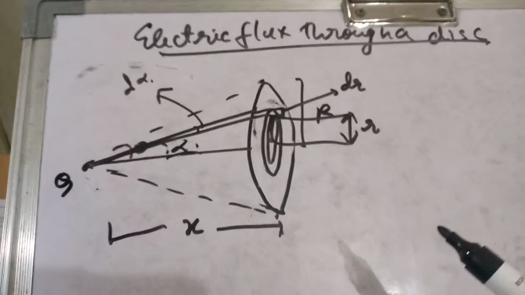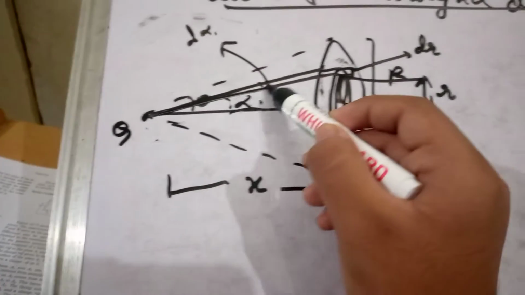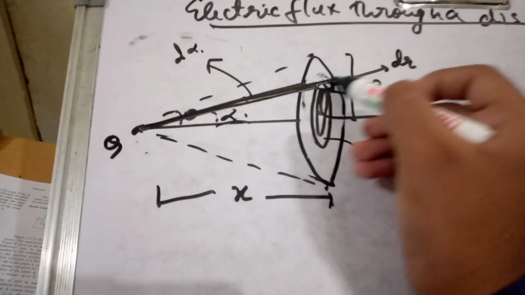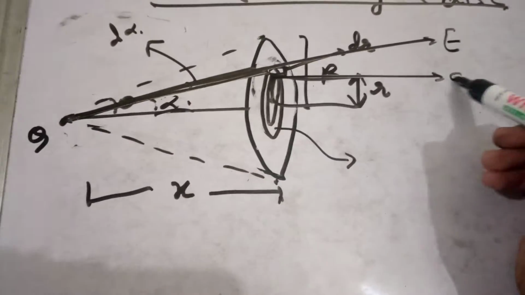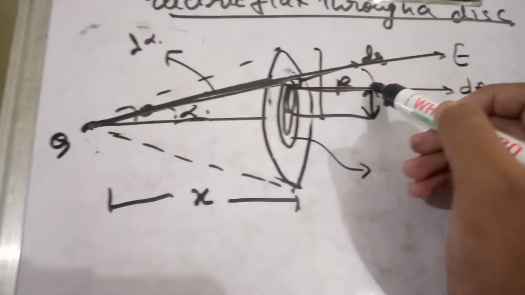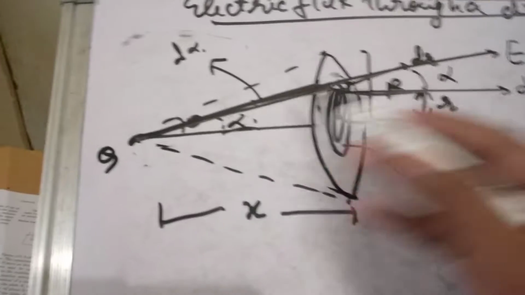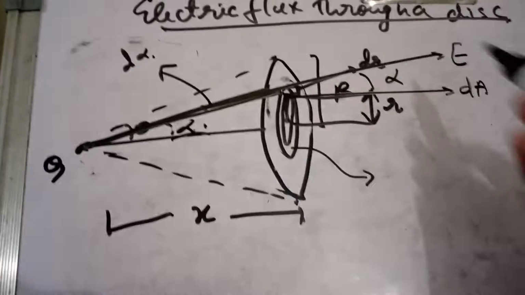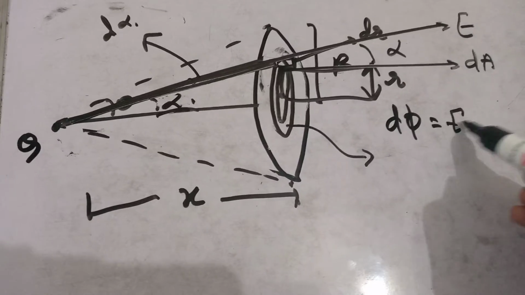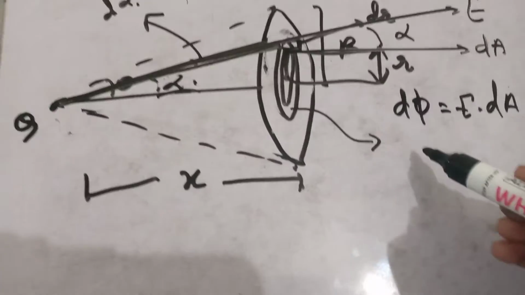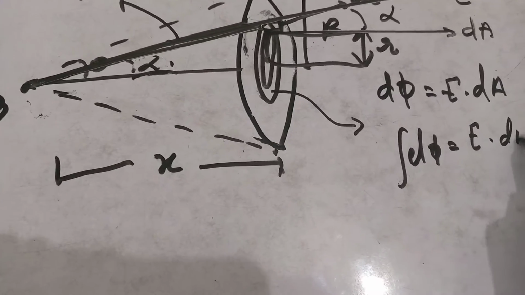So now we have to find the electric flux through a disk. The electric field of this charge will pass here, which will be E, and the area vector will be like this. It would be dA, and here the angle will be phi, because these both lines are perpendicular, and this would be the transversal, so this angle will be alpha. Now we will write d phi is equal to E dot dA. Now integral of d phi is equal to the integral of E dot dA.